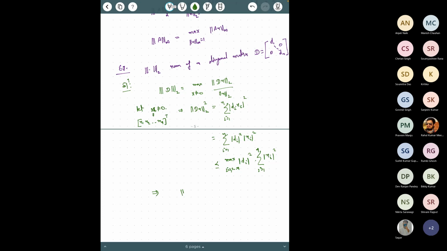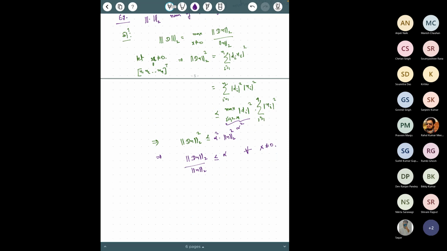So what I can say from here is that the square of the 2 norm of Dx is less than or equal to, if I call this alpha square, alpha square times the square of the 2 norm of x. So from here we can say that the 2 norm of Dx divided by the norm of x is less than or equal to alpha, and this is true for all non-zero x, right? If this is true for all non-zero x, clearly we can say from here that the operator 2 norm of D is less than or equal to alpha. Clearly we have found something.